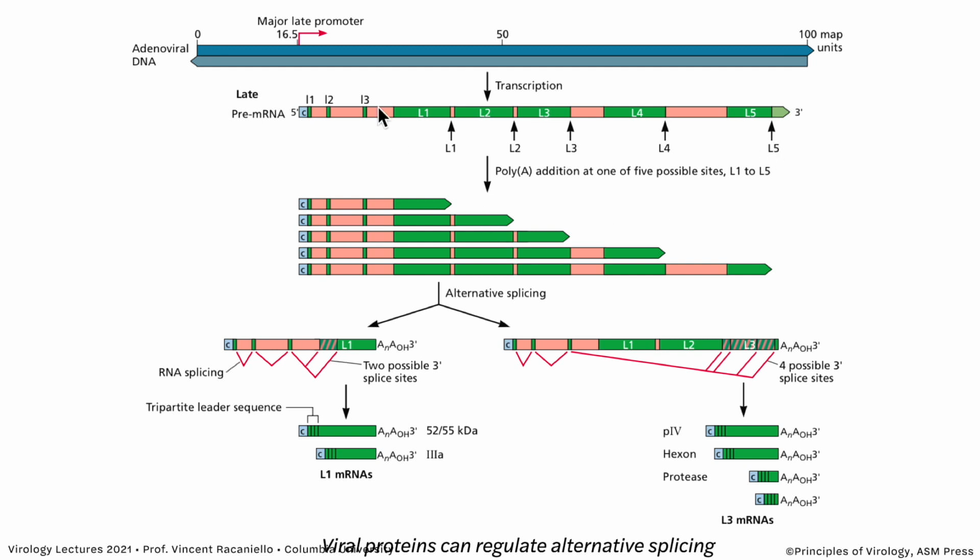And so you could cleave and polyadenylate that precursor to get 1, 2, 3, 4, 5 different transcripts. You still have introns. And then you can do alternative splicing and make all kinds of different mRNAs, as you can see here. Viral proteins can regulate alternative splicing by mechanisms we don't have time to talk about. But essentially, you can make a lot of proteins from one gene and expand coding capacity by this combination of cleavage and polyadenylation, and alternative splicing.